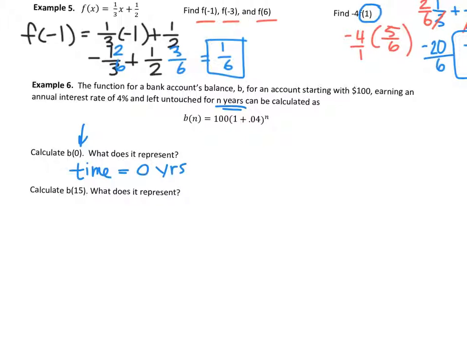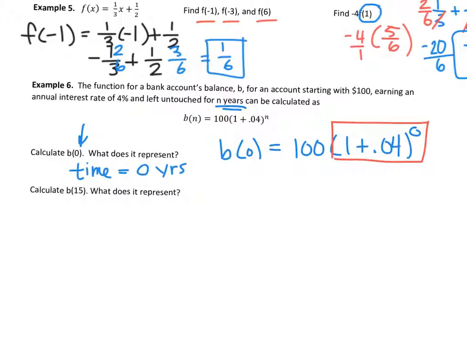So I'll find B of 0. B of 0 equals 100 times 1 plus 0.04 to the 0 power. You can put this in your calculator, or I know anything raised to the 0 power is 1, so it's $100. That means that you're starting out with $100, which we kind of already know at time 0.